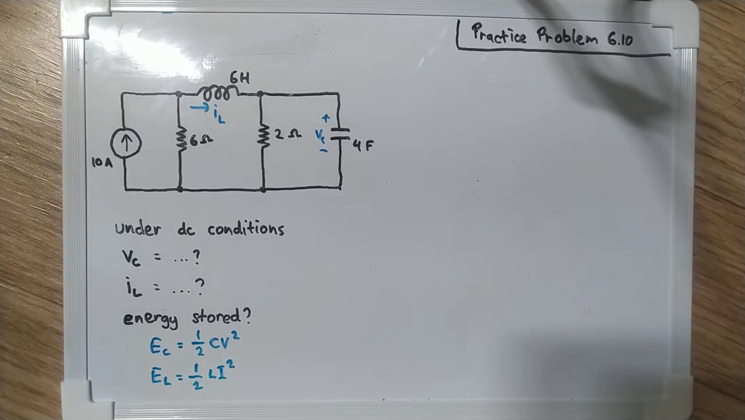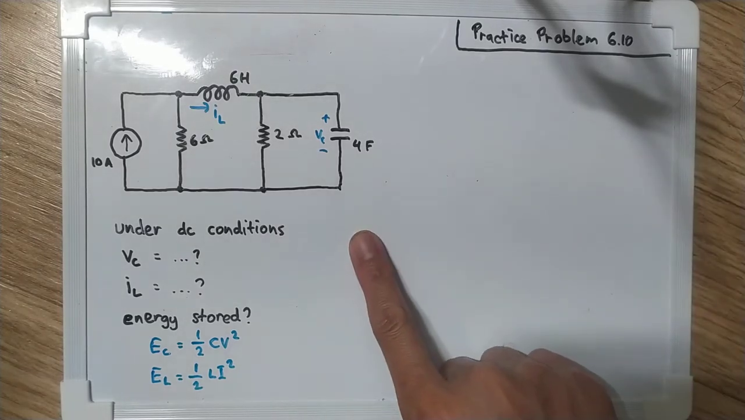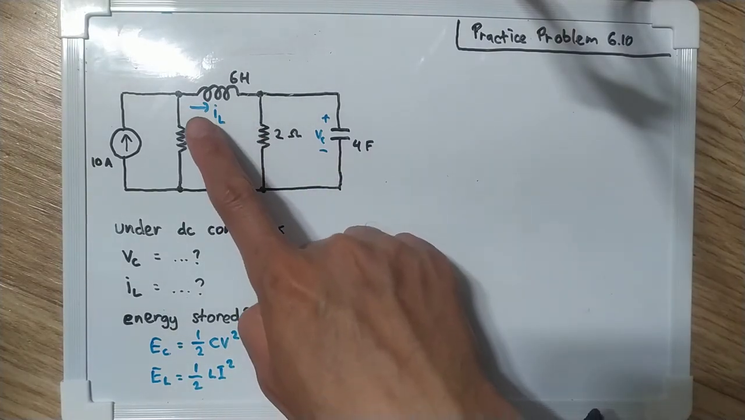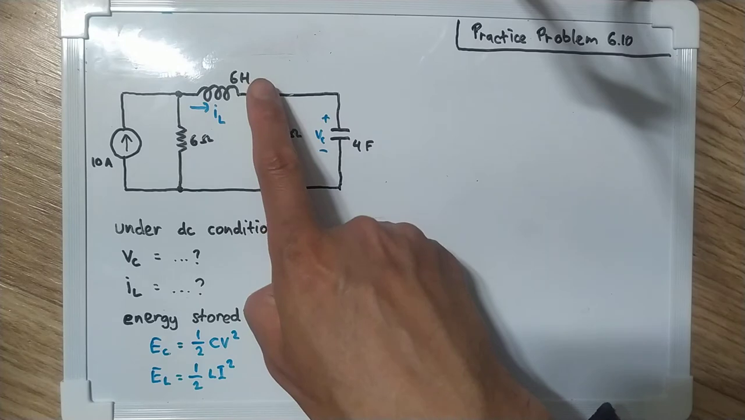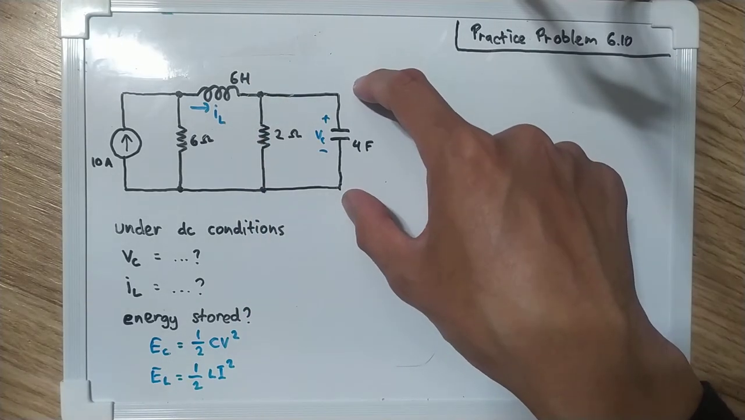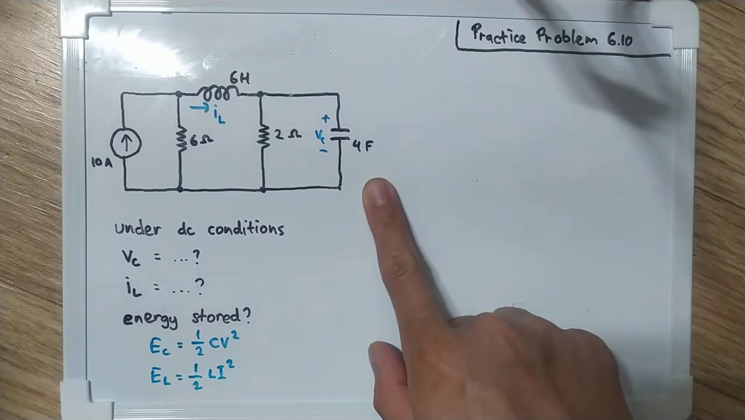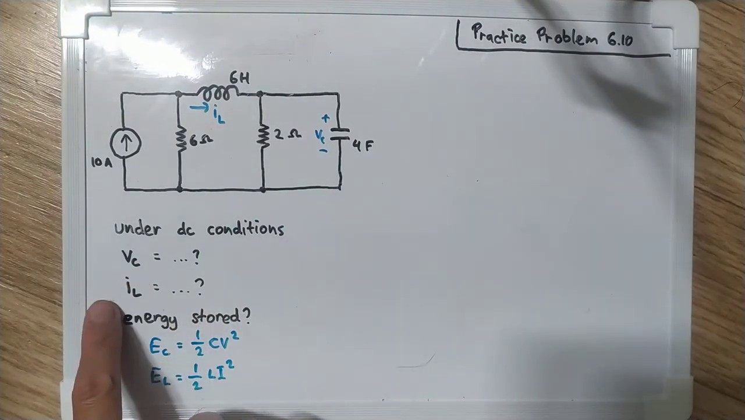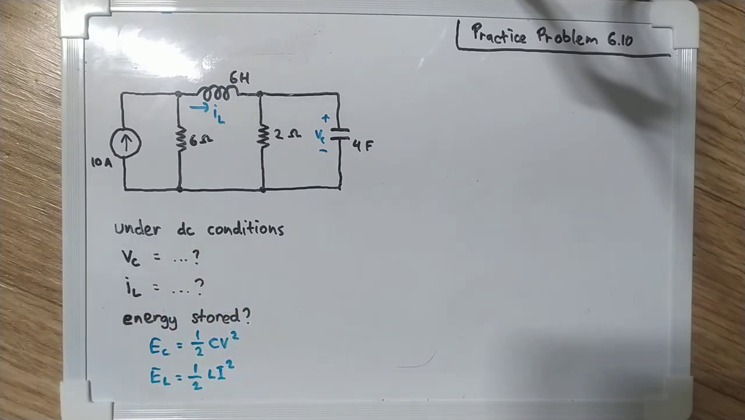Hello, my name is Arti and we are going to solve practice problem 6.10 from Sadiku book. So this is the circuit. We have one inductor and one capacitor, and IL is the current that passes through this 6 Henry inductor, and VC is the voltage across this 4 Farad capacitor. So we are asked to find VC and IL under DC conditions.